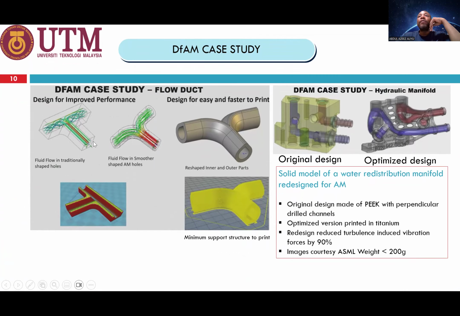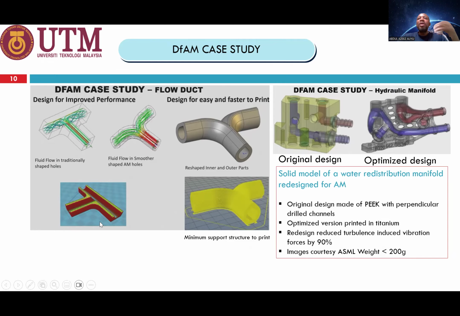You can see this is a flow duct. These contain a hole inside. Using conventional methods, you can only produce holes that are perpendicular to each other. And this, of course, results in fluid friction and reduces the smooth flow of the fluids. But with additive manufacturing, you can remodel such holes to have a curved surface, which will allow a smooth flow of the fluids.